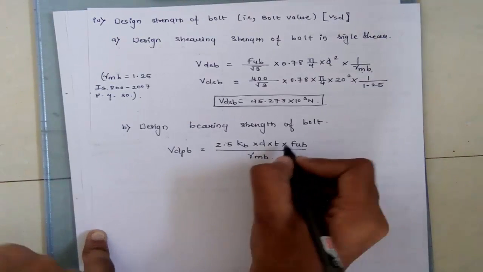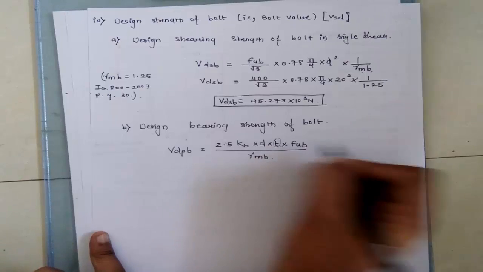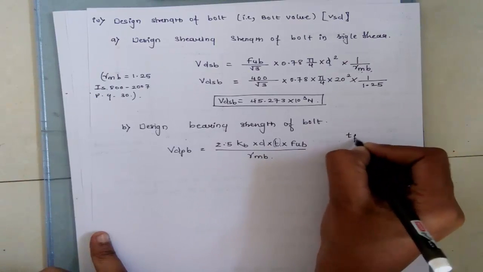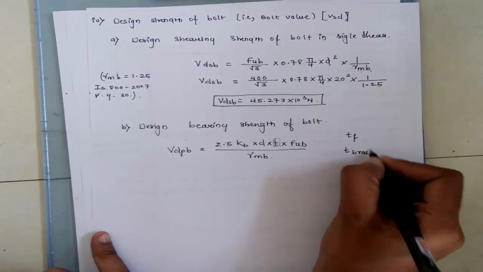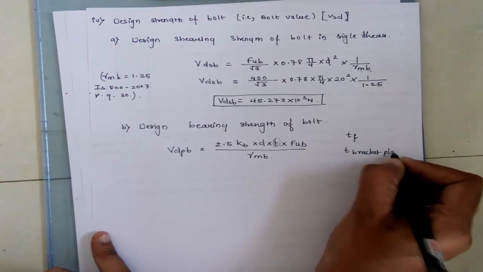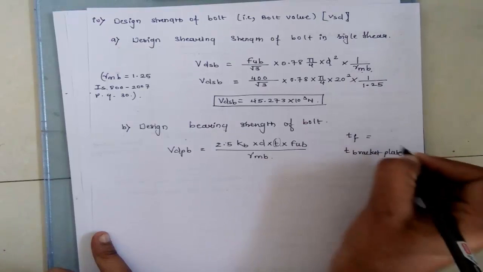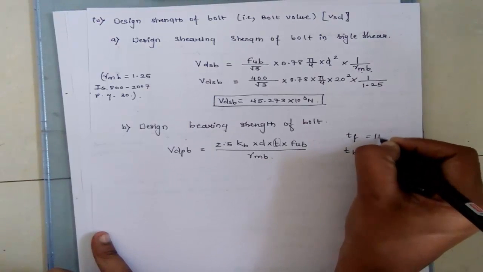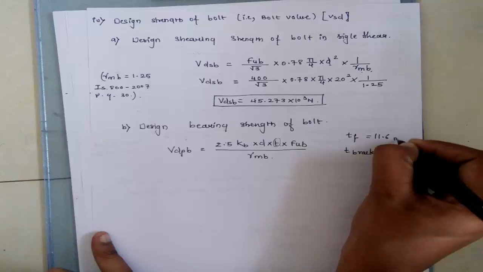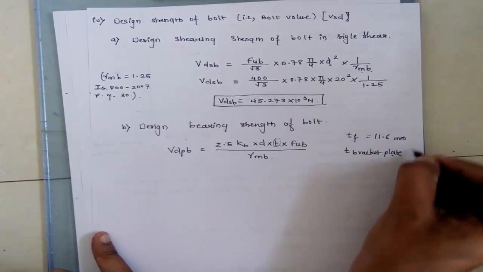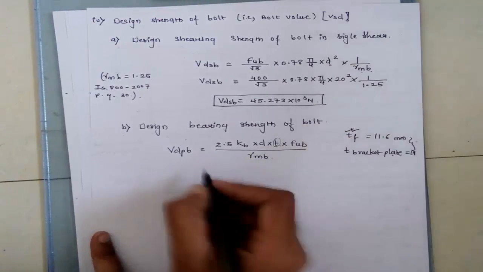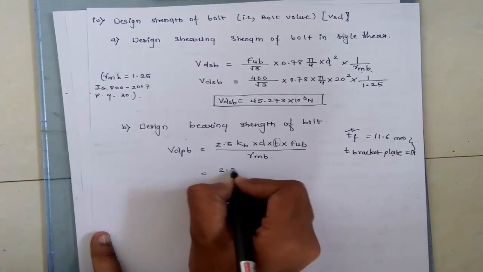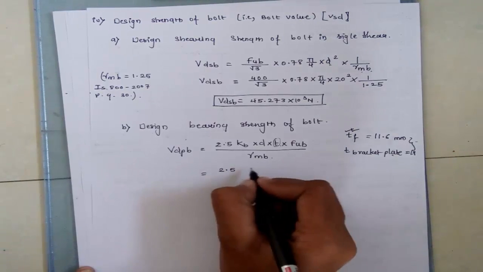In this equation we have to put the thickness, that is, the thickness of the flange and the thickness of the bracket plate. The thickness of the flange is 11.6 mm and the thickness of the bracket plate is 19 something. So the minimum is the thickness of the flange.